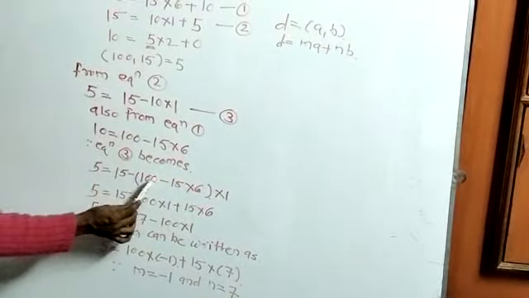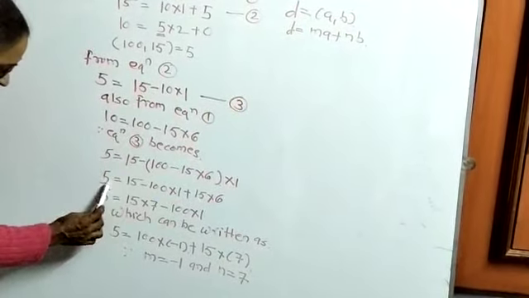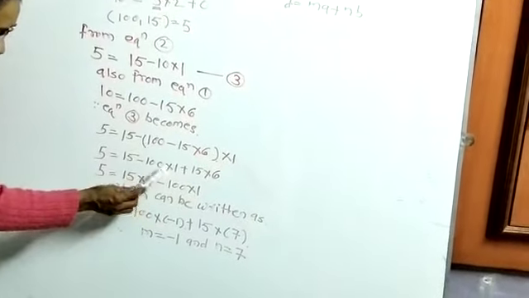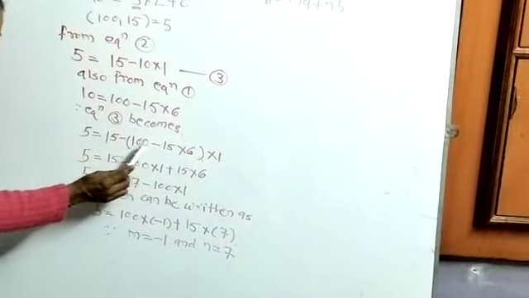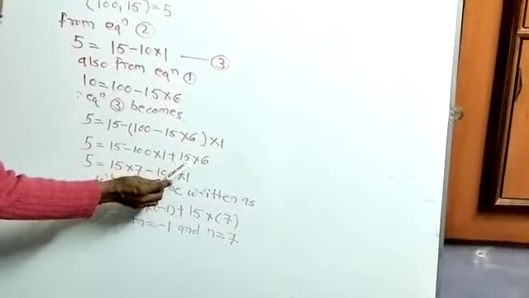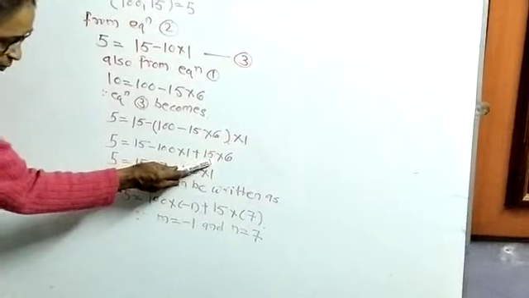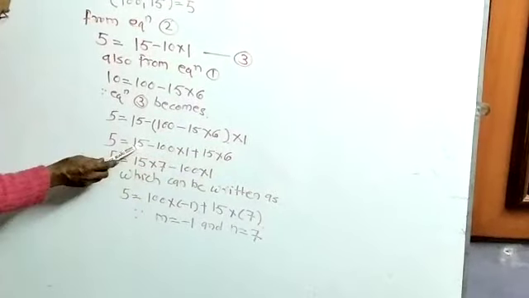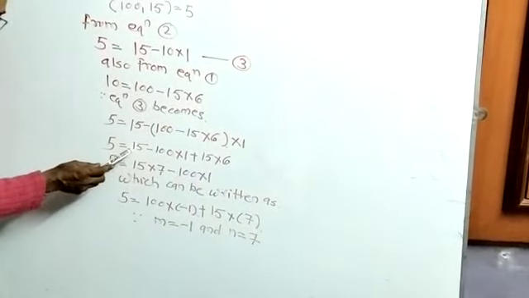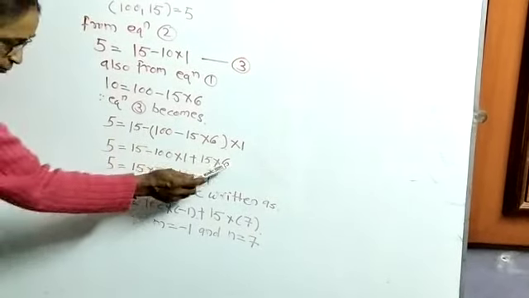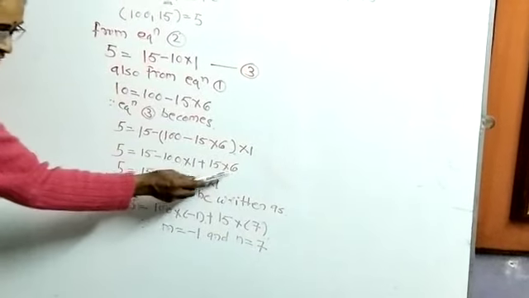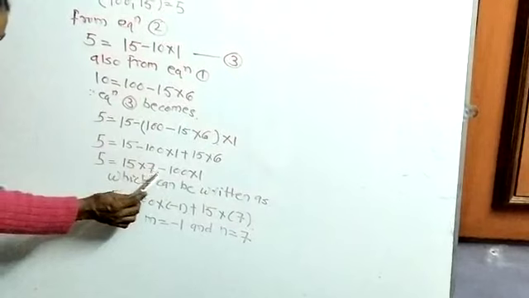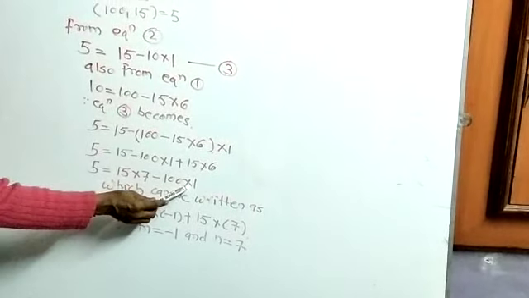Alright, so we expand this bracket. 5 equals this 15 minus 100 into 1, and this minus and this minus become plus, so that gives 15 into 6. Now this 15 into 6 means 15 multiplied 6 times, and there is one more 15. So 15 can be multiplied 7 times, this is 6 and this is 1. Therefore we write 5 equals 15 into 7 minus 100 into 1.